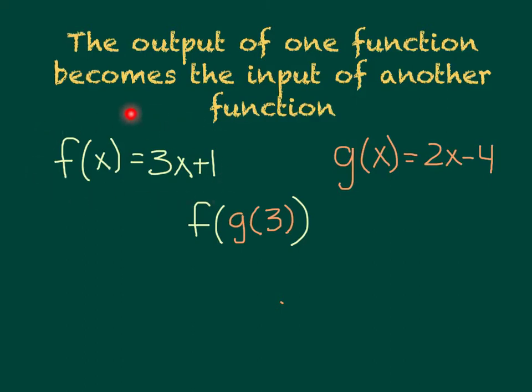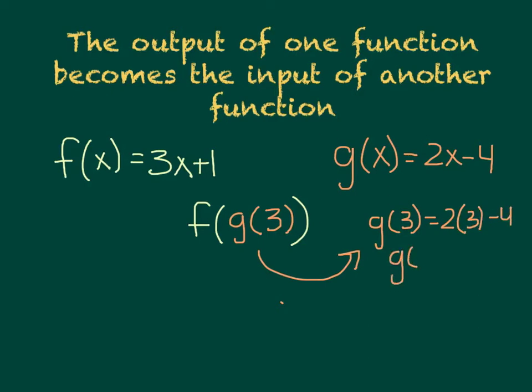Here's my function f of x equals 3x plus 1, and my function g of x equals 2x minus 4. And now we want to find f of g of 3. So we start this out by evaluating first just g of 3, which will be 2 times 3 minus 4. So g of 3 equals 6 minus 4. g of 3 equals 2.